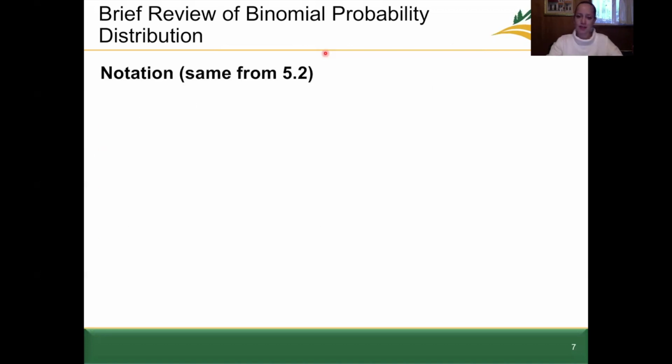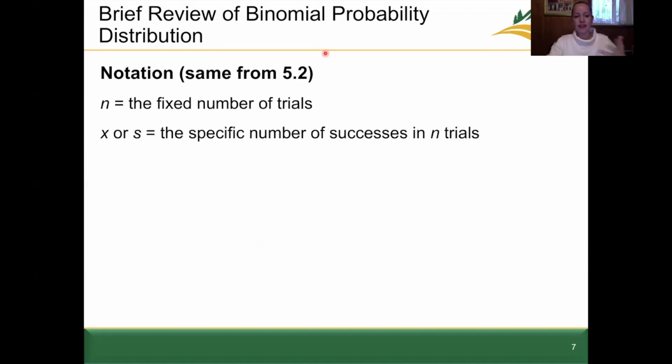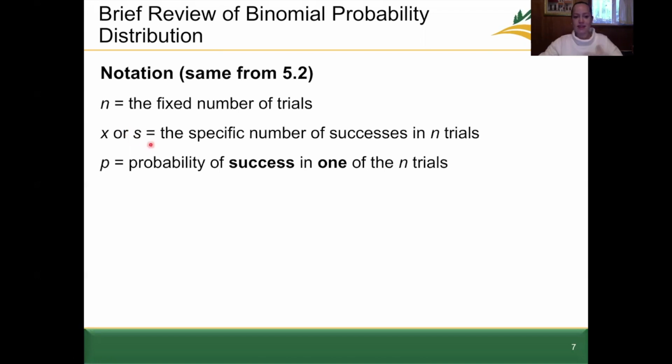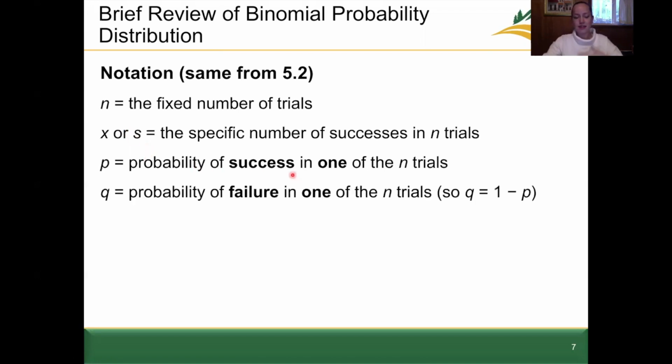Here's more of this notation. We saw a little bit already in this section. So n is the number of fixed trials. X or S is the number of specific successes amongst n trials. It can be called either X or S, so keep that in mind. We've seen that before in 5.2. Lowercase p, again, is the probability of success in one of those n trials. Lowercase q is the probability of failure in one of those n trials.